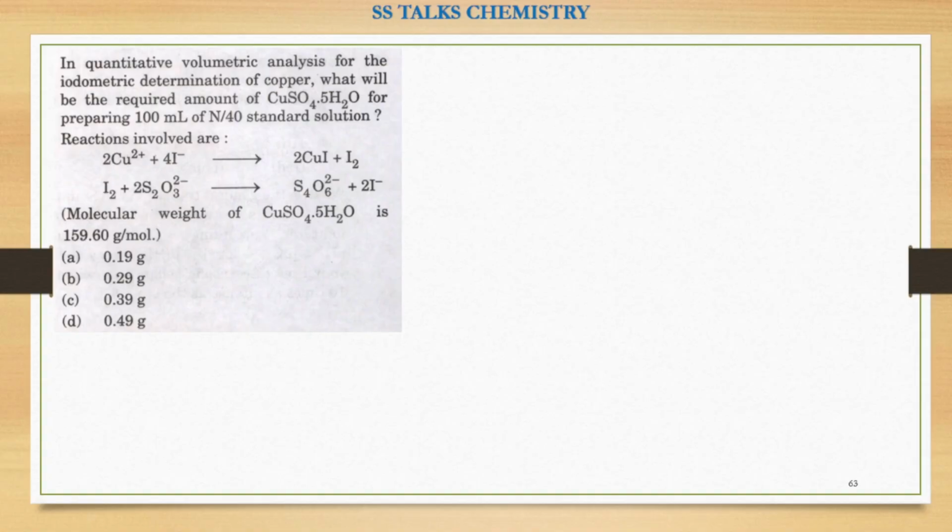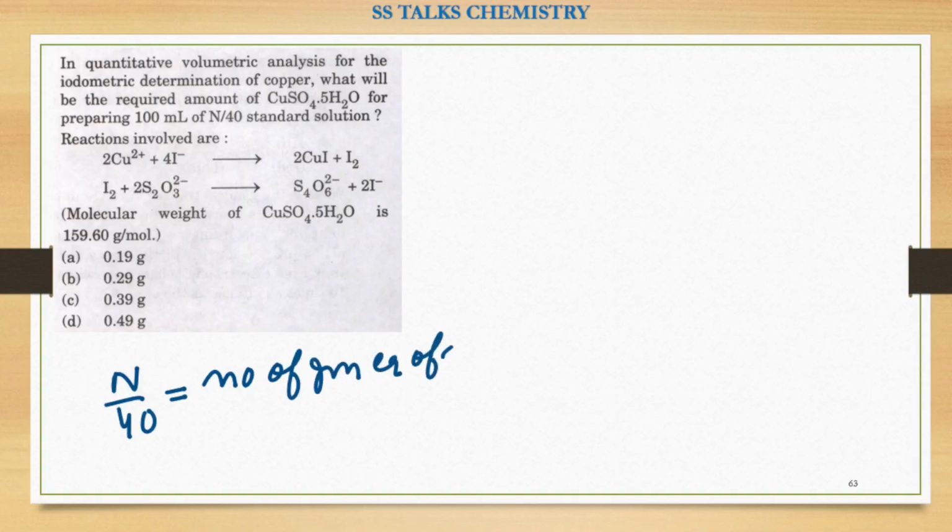Next we have this. In the quantitative volumetric analysis for the iodometric determination of copper, what will be the required amount of copper sulfate pentahydrate for preparing 100 ml of N by 40 standard solution? Reactions involved are this. Okay. So normality we know is N by 40, that is equal to the number of gram equivalents of the solute upon the volume of the solution in liters.